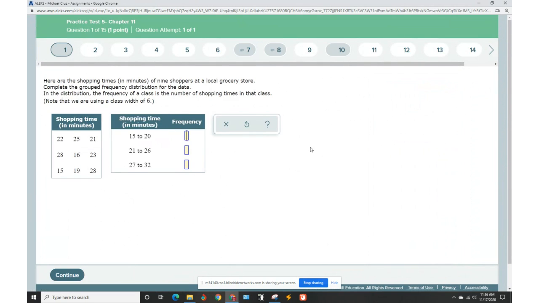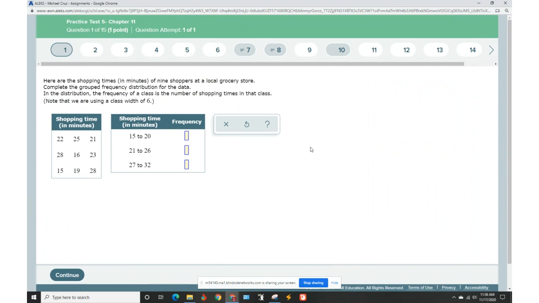All right, so this is just asking us to do a frequency distribution. They try to make them fairly small, but this is what we call a class width of 6. They've only got 3 classes. Usually, in real life, you got at least 5 classes, but they try to make them small so they're not too time consuming for you.